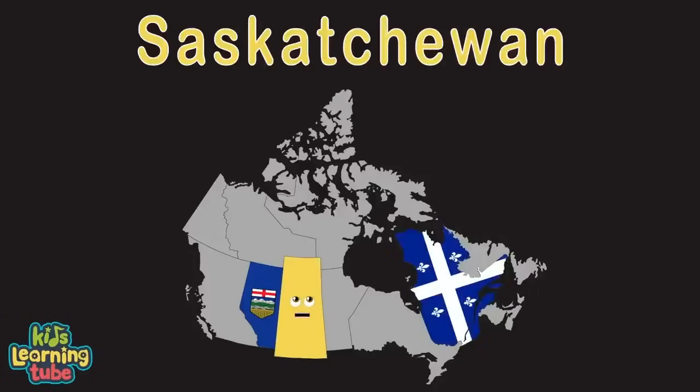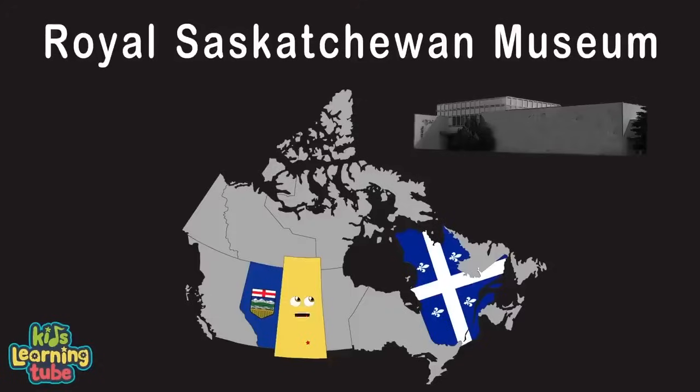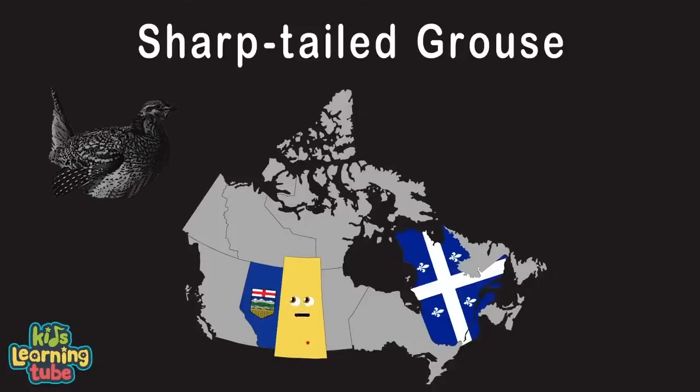I am Saskatchewan, my capital is Regina. Royal Saskatchewan Museum is a great see for all of you. I became a province of Canada in 1905, and my provincial bird is a sharp-tailed grouse that can fly.